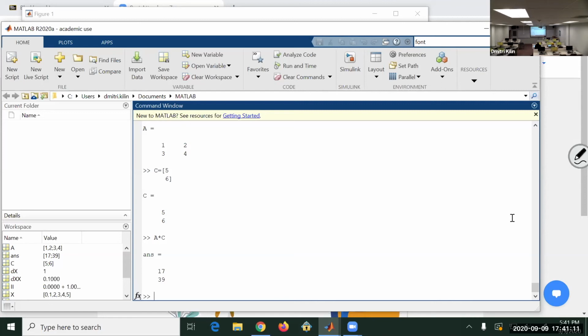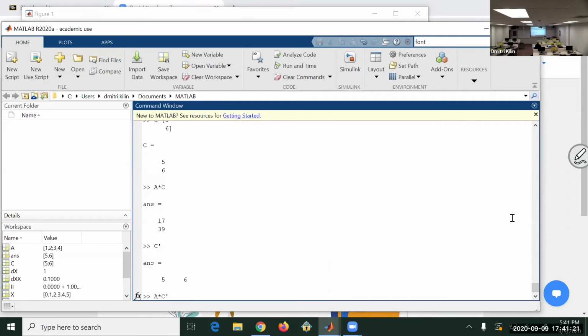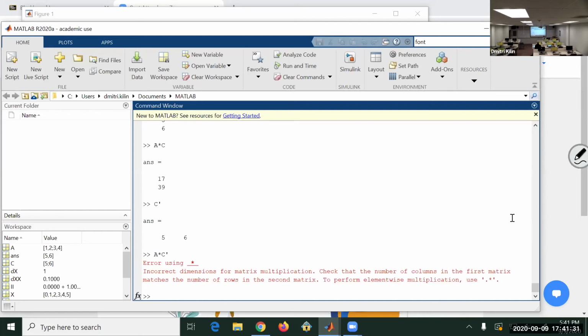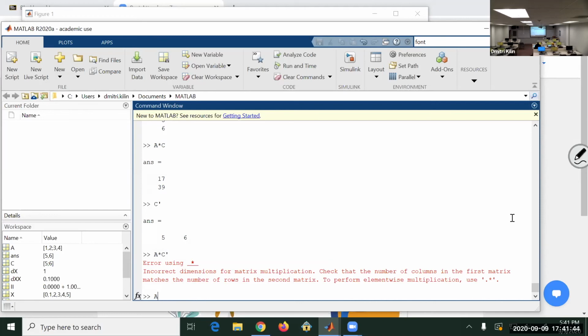What if C apostrophe will be a row vector? What if we multiply A times C prime? What do you get? I bet an error, right? Because we have a rule for row by column, but not row by row. Can we multiply matrix by vector from the other side? C prime times A.